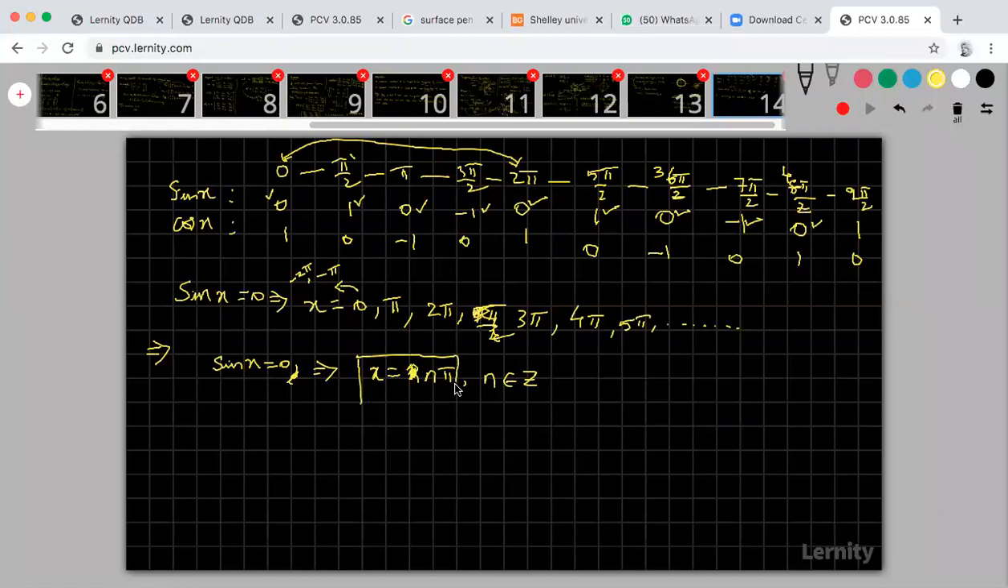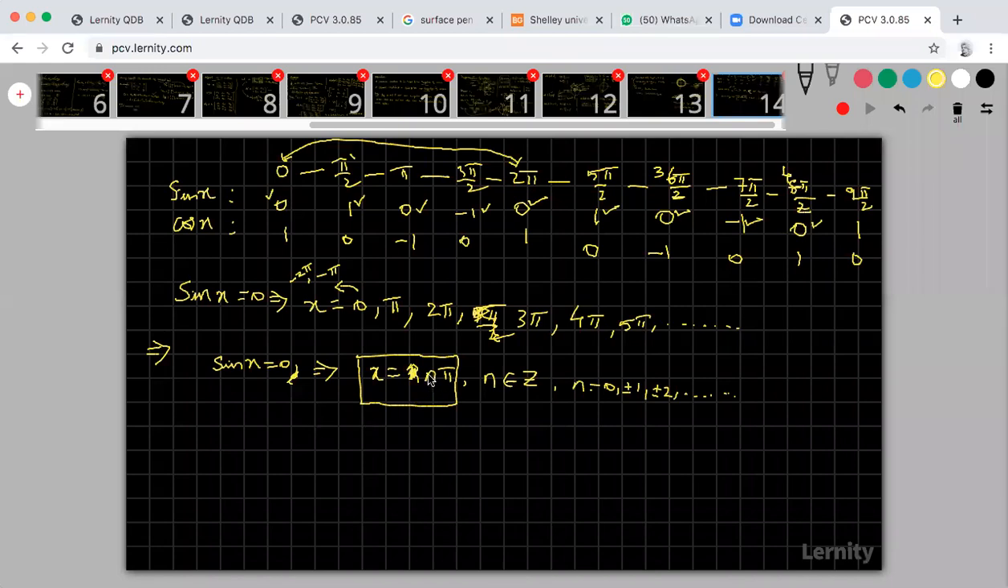Why, sir? What is the meaning of this n pi? Suppose n is an integer. n may be taken as 0 or plus or minus 1 or plus or minus 2. You can substitute any value of this integer. Put n is equal to 0, what is your answer? x is equal to 0. x is equal to 0 means what is the answer? Sin 0 is 0. Look at that.